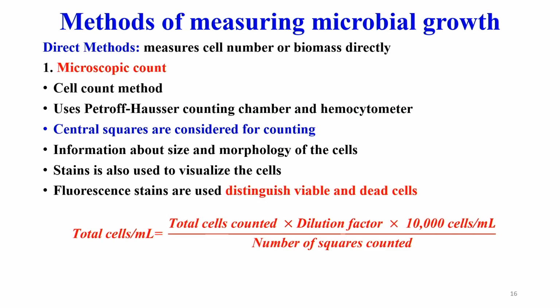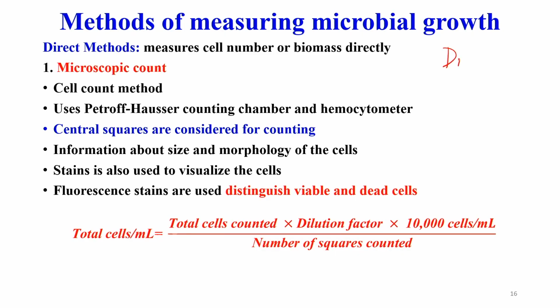Now, next we will quickly discuss how we can measure the microbial growth. So, this is classified as direct methods and indirect methods. So, first we are going to discuss the direct methods. It measures the cell number or biomass directly.